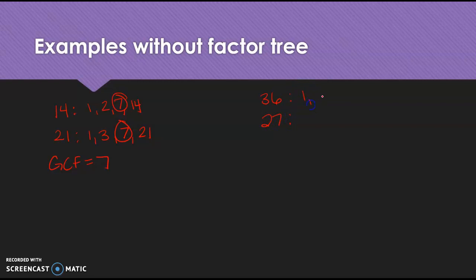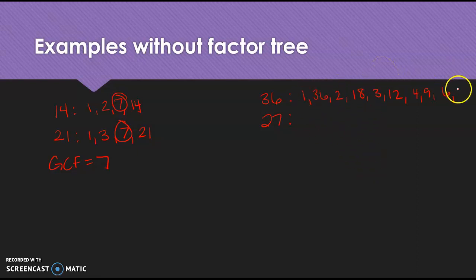36 is going to be 1, and let's just say if going this way is hard for you to do in order, do it with its pairs. 1 and 36. 2 goes in 18 times. 3 plus 6 is 9, so 3 divides into it 12 times. 4 goes into it 9 times. 5 does not divide into it. 6 goes into it 6 times, so we're just going to write it as 6. 7 doesn't go into it. 8 does not divide into it. 9 we already have, so now we're just going back the other direction.